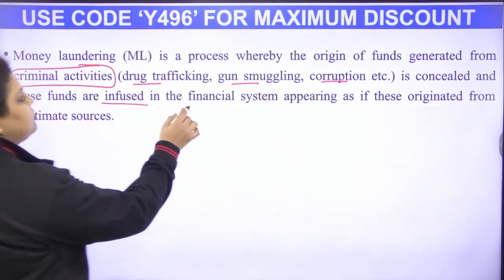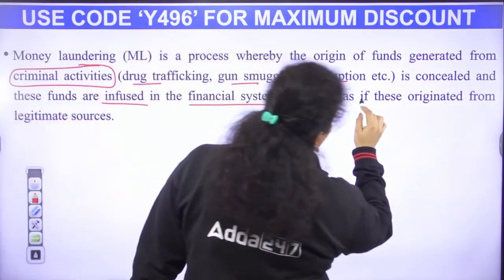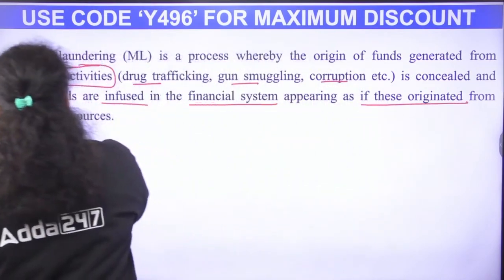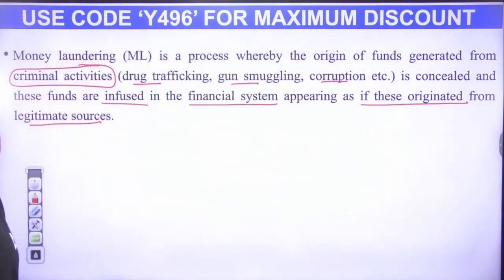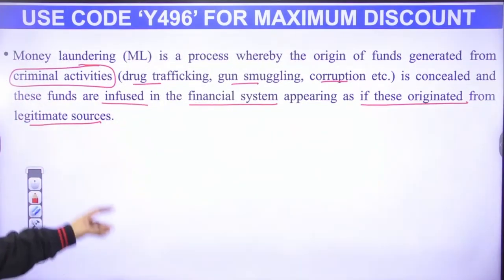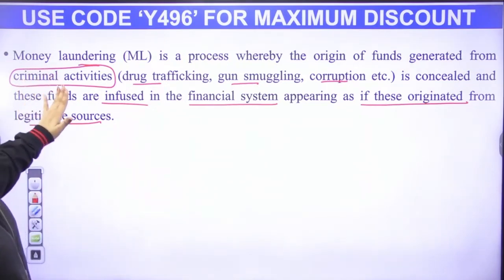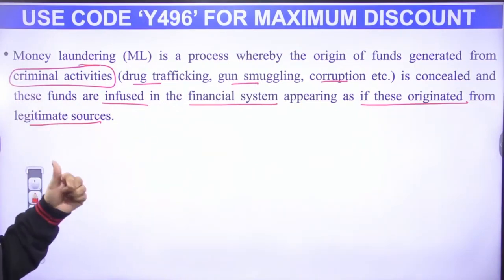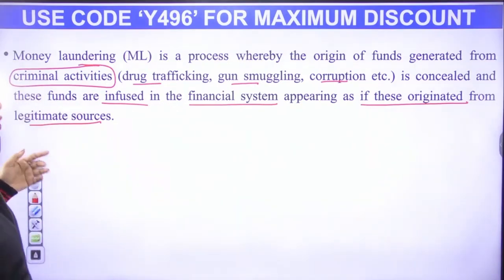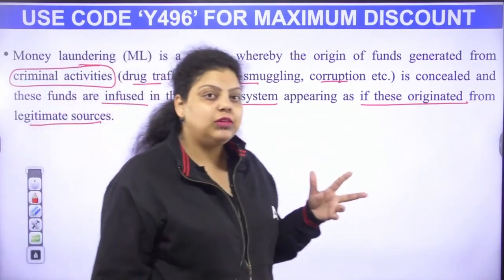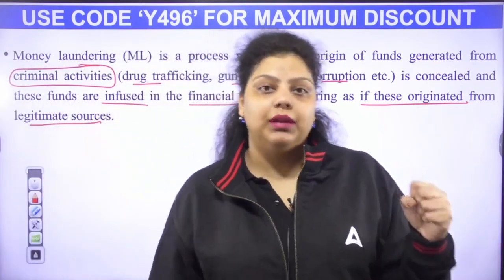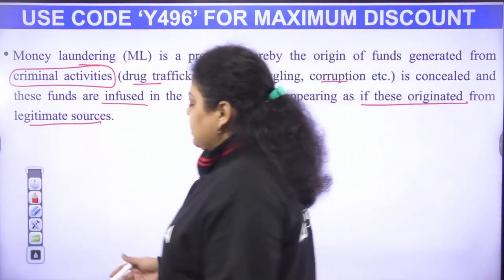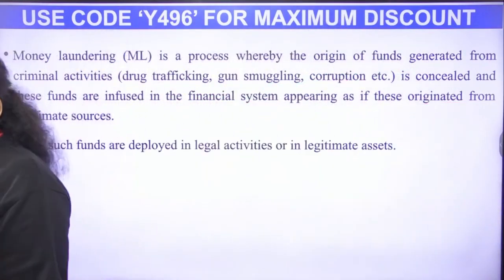these funds are infused in the financial system, appearing as if they originated from a legitimate, legal source. So the money you have earned from criminal activities will be infused in the financial system and shown in the market as having originated from a legitimate or legal source. This conversion is what money laundering is.